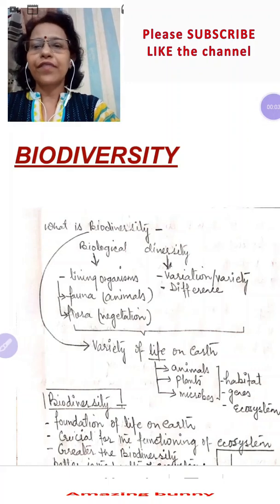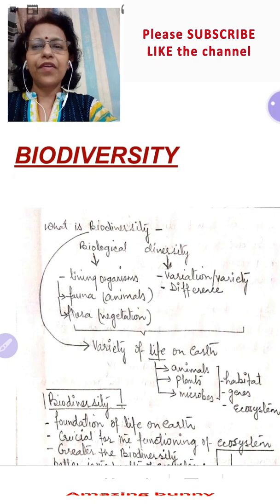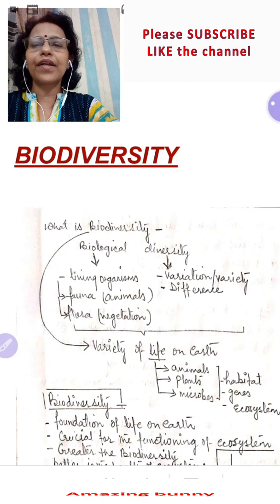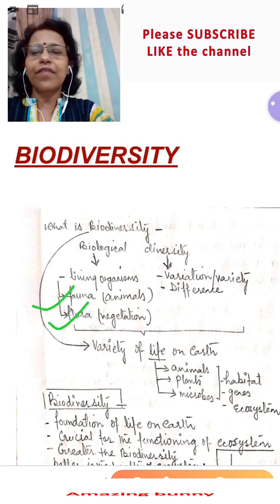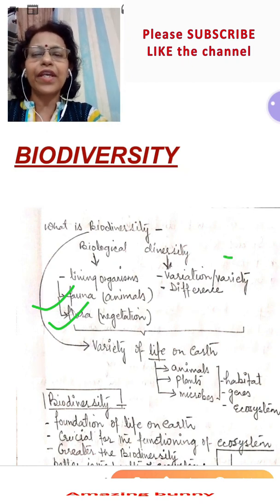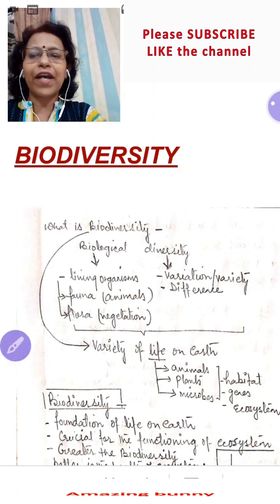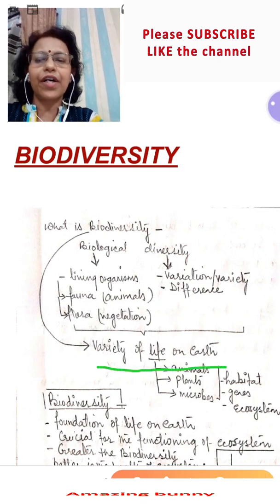Let us start with the next chapter, biodiversity. What is biodiversity? If we break this word into two parts, that is bio and diversity. Bio means biological. Biological means all living organisms, whether they are fauna or flora, that is animals and vegetation respectively. And diversity means variation or variety or the differences. If we combine biological and diversity, it means variety of life on earth.